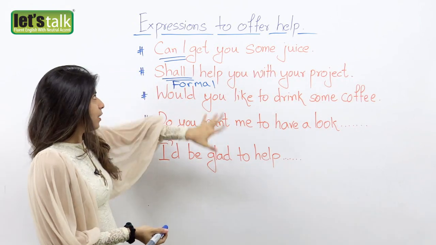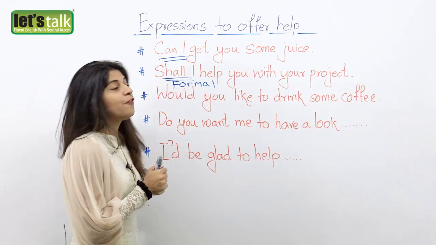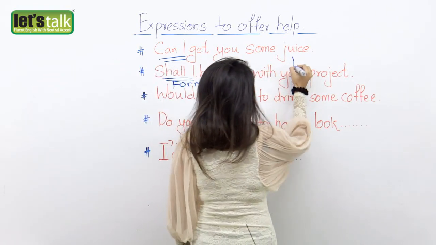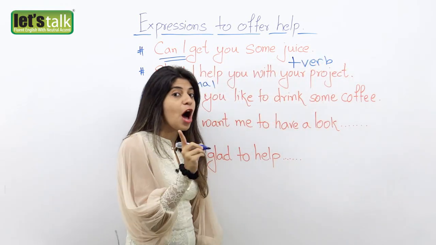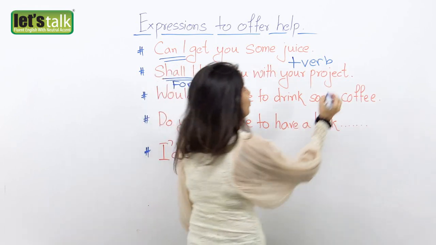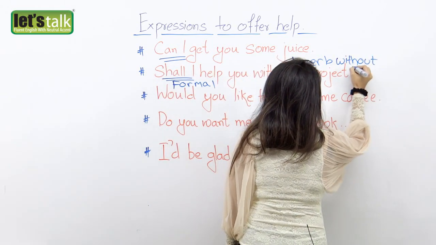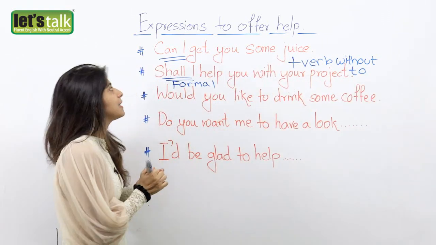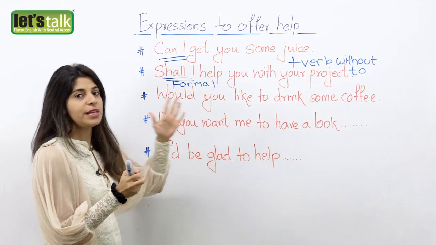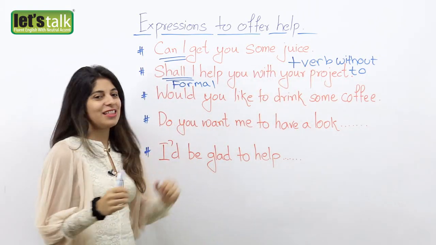Now always remember, the expressions can I and shall I are followed by a verb. However, you do not use the word to. So it's without the word to, but can I and shall I are always followed by a verb. Okay, so hope you got this right.